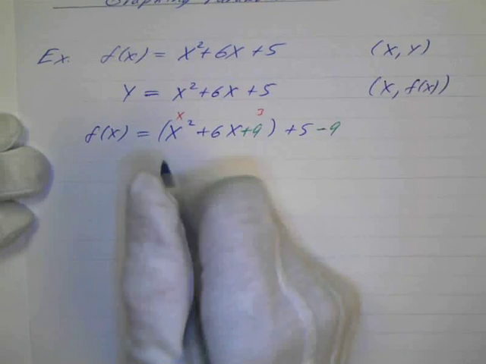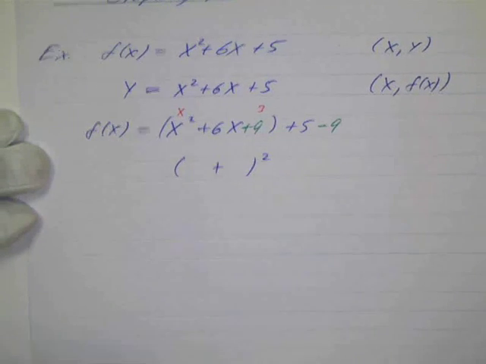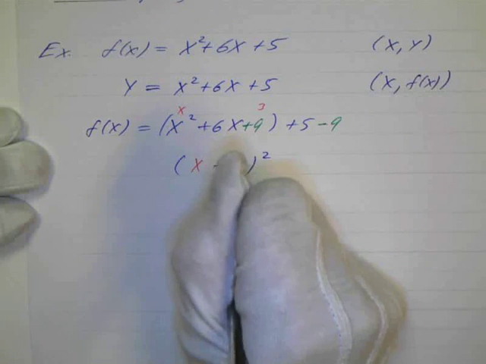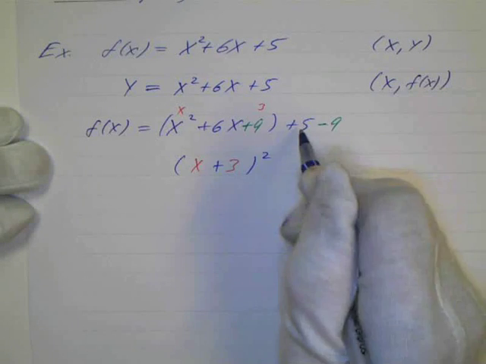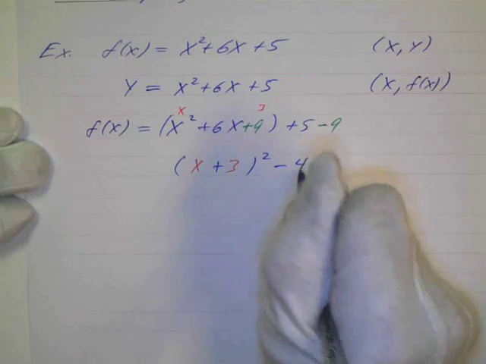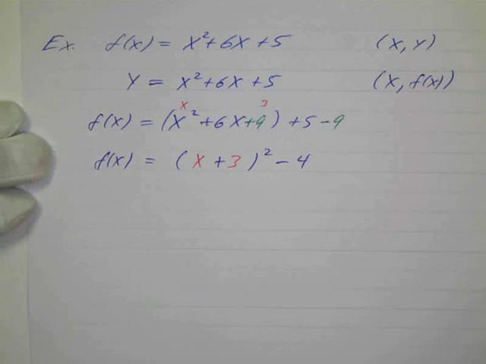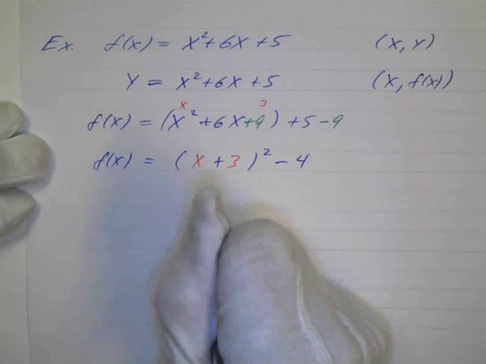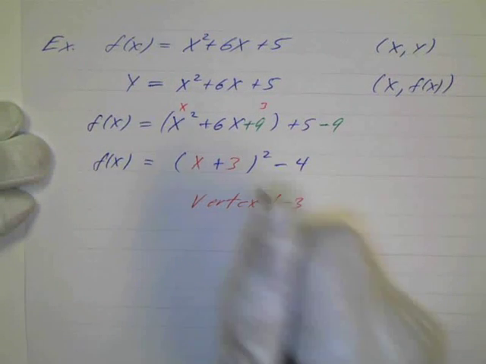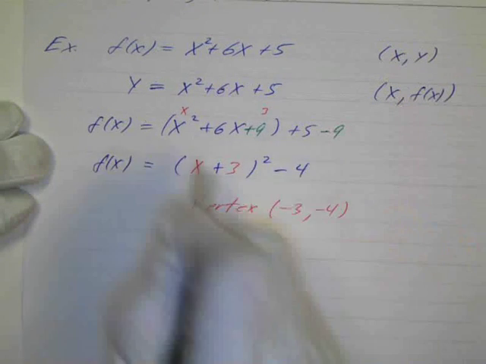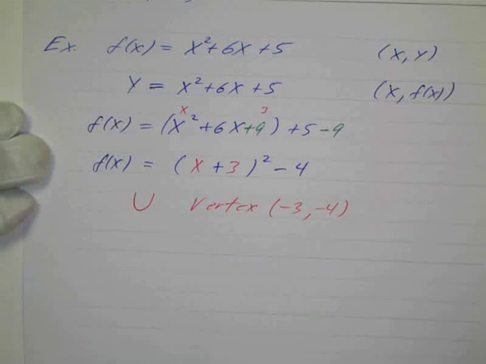We know this is going to factor to be a binomial square with this sign positive, and these numbers go here: x and 3. If you square x plus 3 times x plus 3, you get that. Then over here we've got 5 minus 9, which is negative 4. Now we've got this in vertex form, and we can see what the vertex is right here. The vertex is negative 3 and negative 4. Since this is positive, we know it's going to be shaped like a U, open upward rather than downward.